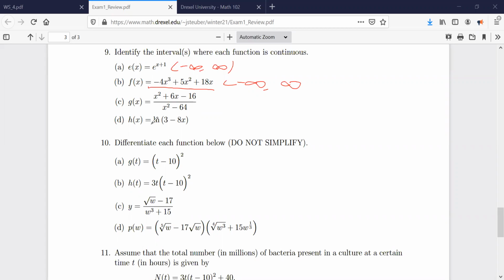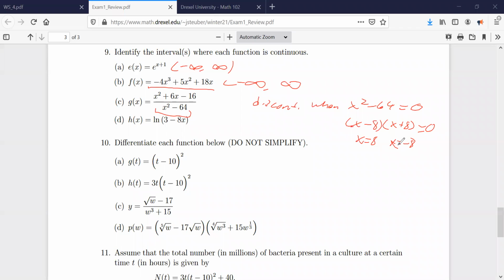So x equals 8 does break him, and the reason x equals 8 breaks him is because then we're dividing by 0. So when you're checking for continuity and there's something on the bottom, you always have to check where that is equal to 0. So this is discontinuous when x squared minus 64 is equal to 0. And that happens when, so this can be factored into x minus 8 and x plus 8. It's the difference of two squares. So that's equal to 0. This happens at x equals 8. This happens at x equals negative 8.